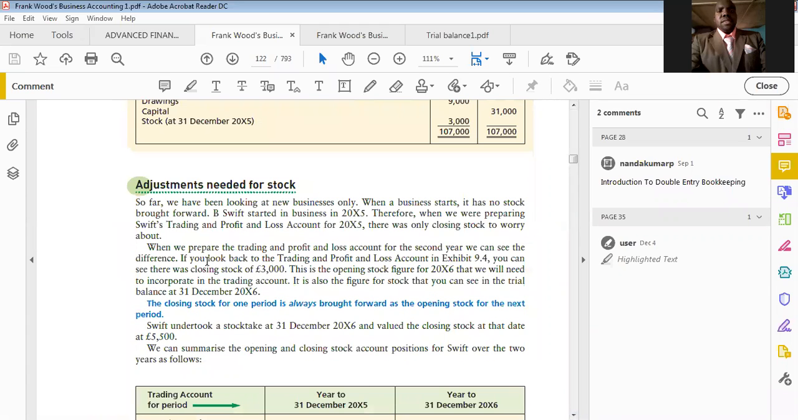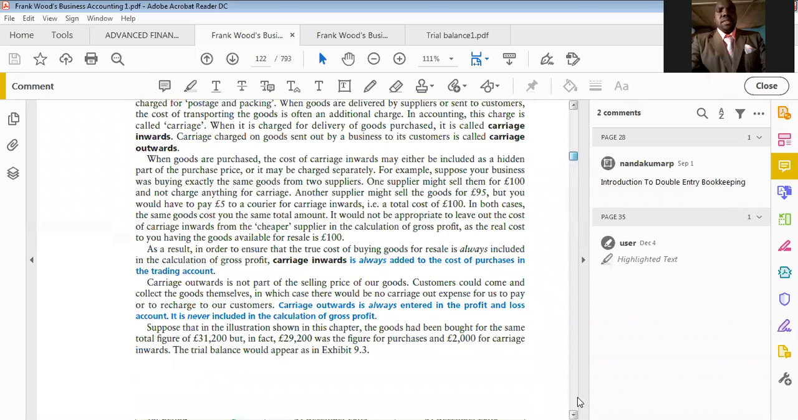All right, so when we prepare the trading and profit and loss account for the second year, we can see the difference. If you look back to the trading and profit and loss account, in exhibit 9.4, go up there.